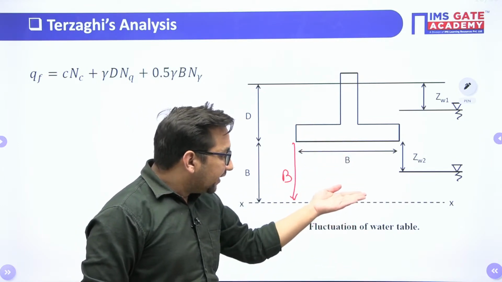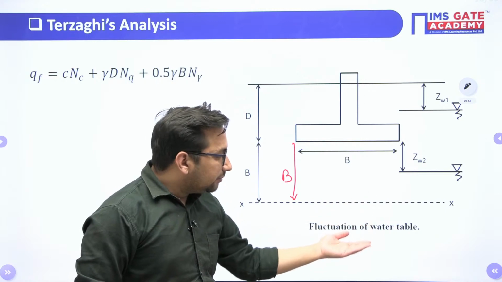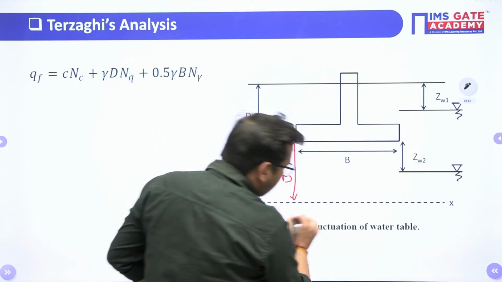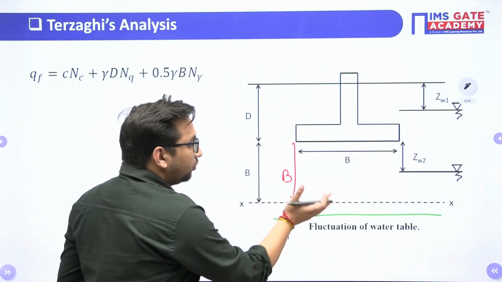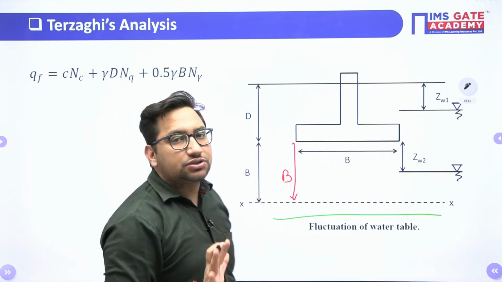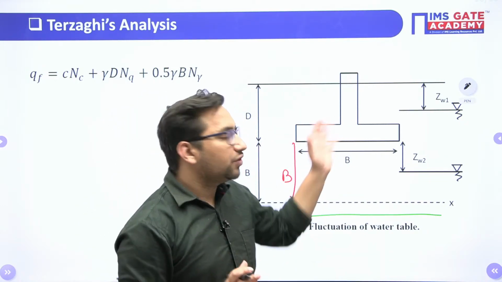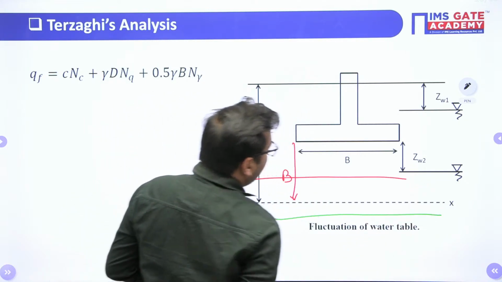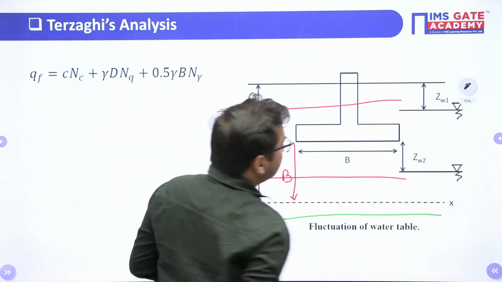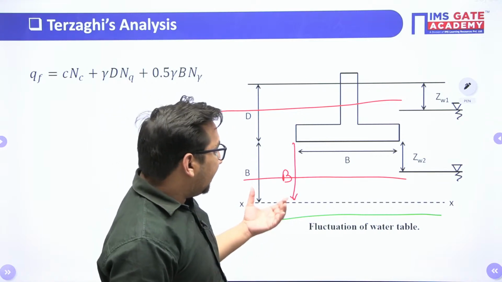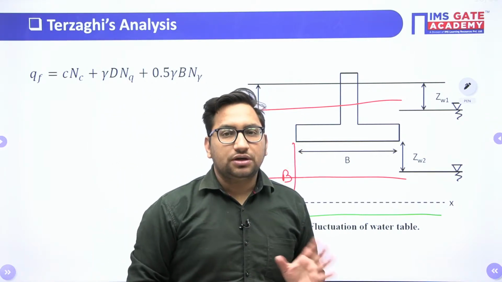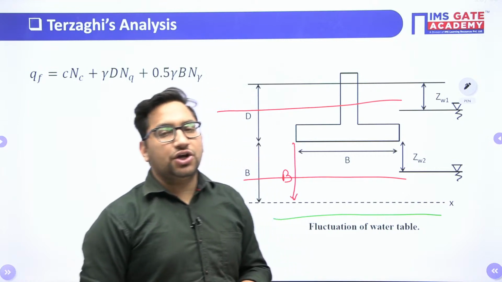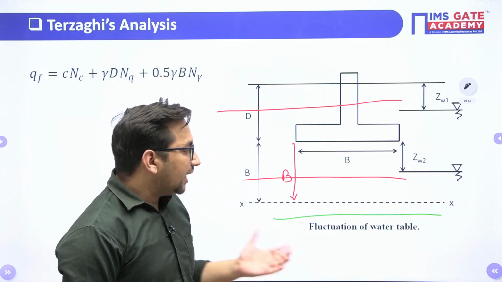It means if there is any water table below this particular level, it is not going to influence the bearing capacity of this soil or the bearing capacity of this foundation. But if the water table is somewhere here, then definitely there will be a variation in the bearing capacity of the foundation. Now how to take that change in bearing capacity into account, that we want to see.